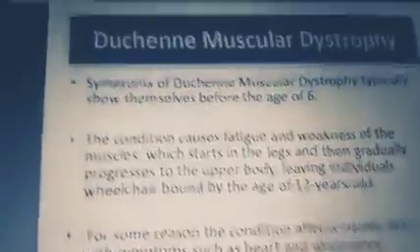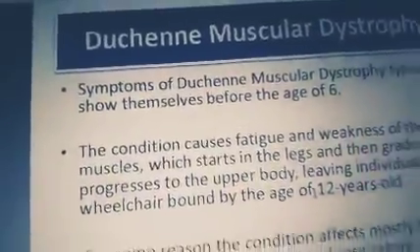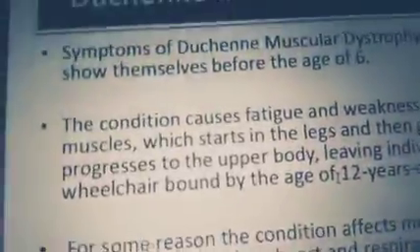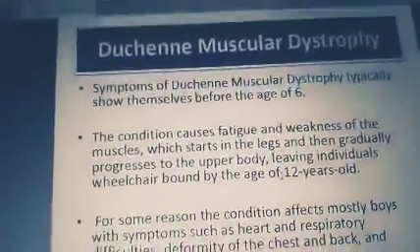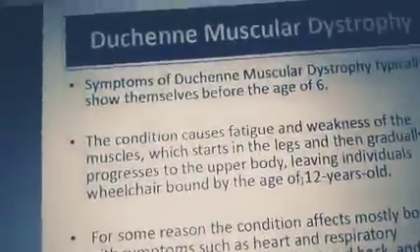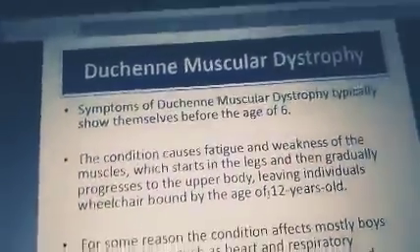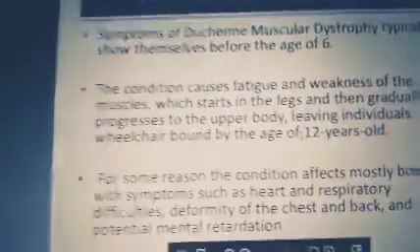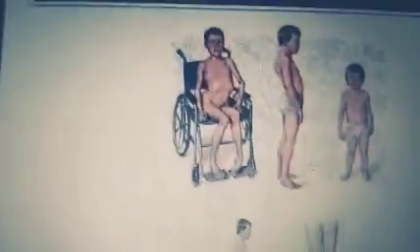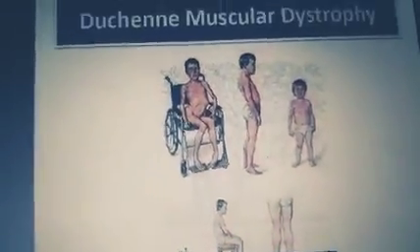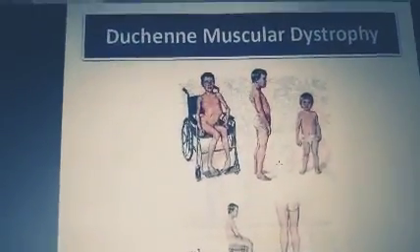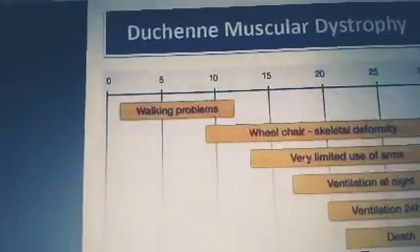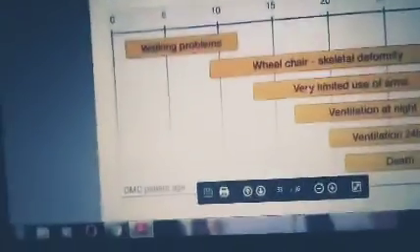Duchenne muscular dystrophy symptoms show themselves before the age of 6. The condition causes fatigue and weakness of muscles, which starts in the legs and then gradually progresses to the upper body, leaving the individual wheelchair bound by the age of 12. So as we can see through all these images, it is a very heartbreaking, threatening thing if a person is passing genetic disorders to the next generation.